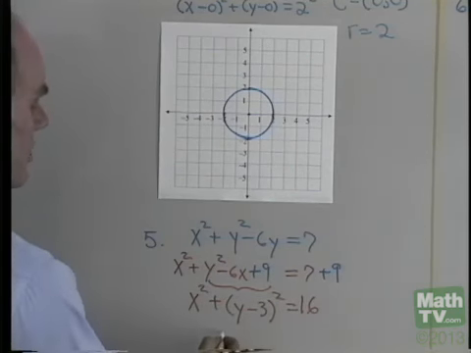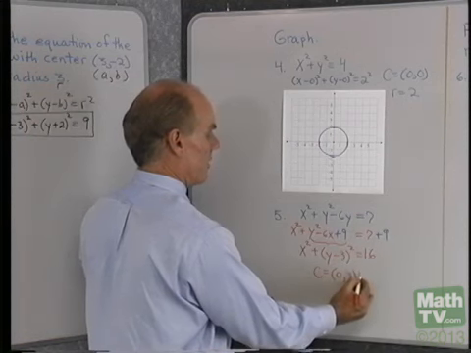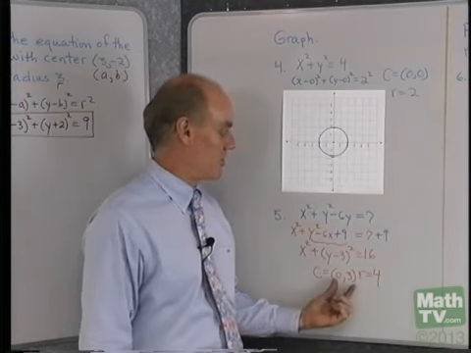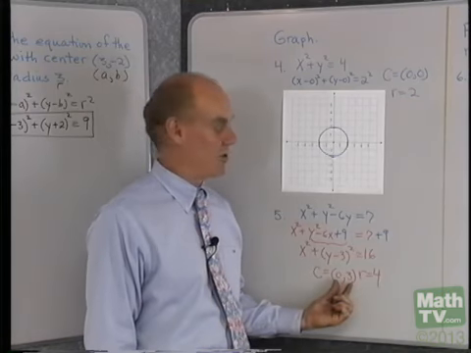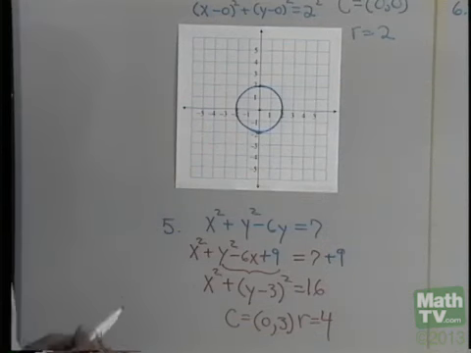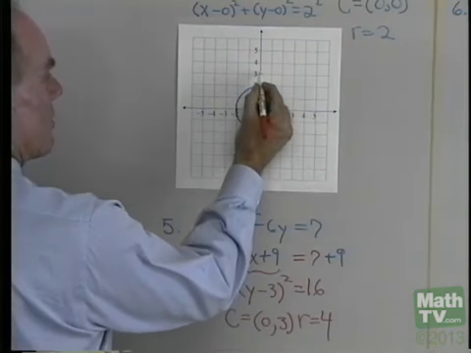So it looks like I have a circle that has a center at x equals 0, y equals 3, and a radius of 4. So let me see if I can draw this circle now that has a center at 0, 3 and a radius of 4. Let's take a look. So the center is at x equals 0, y equals 3. So x equals 0, y equals 1, 2, 3.